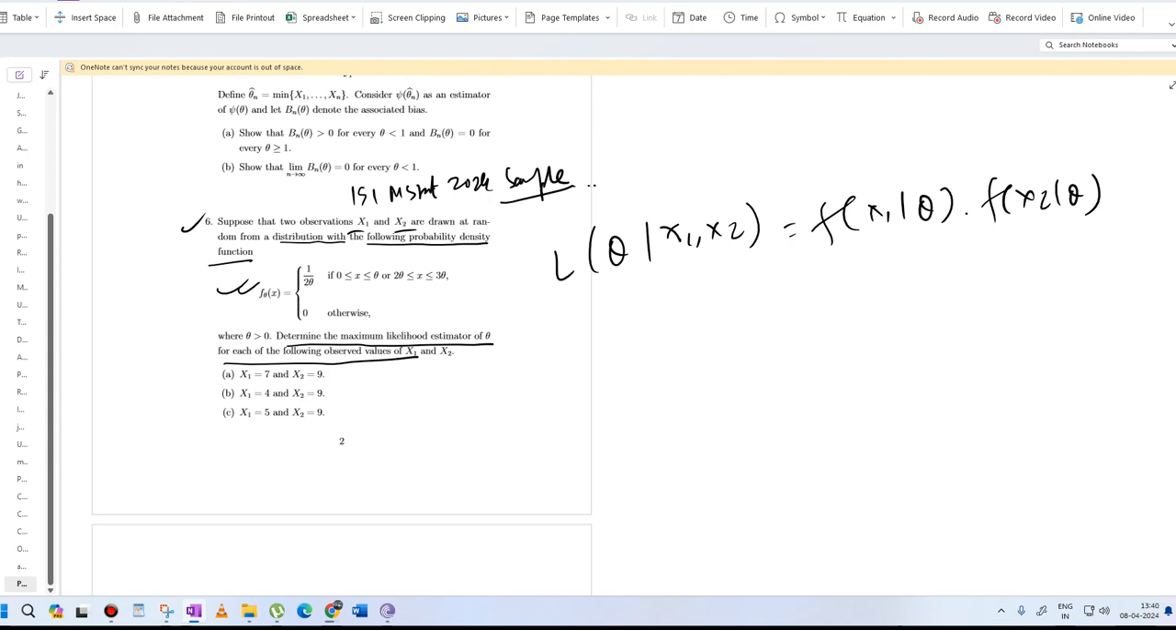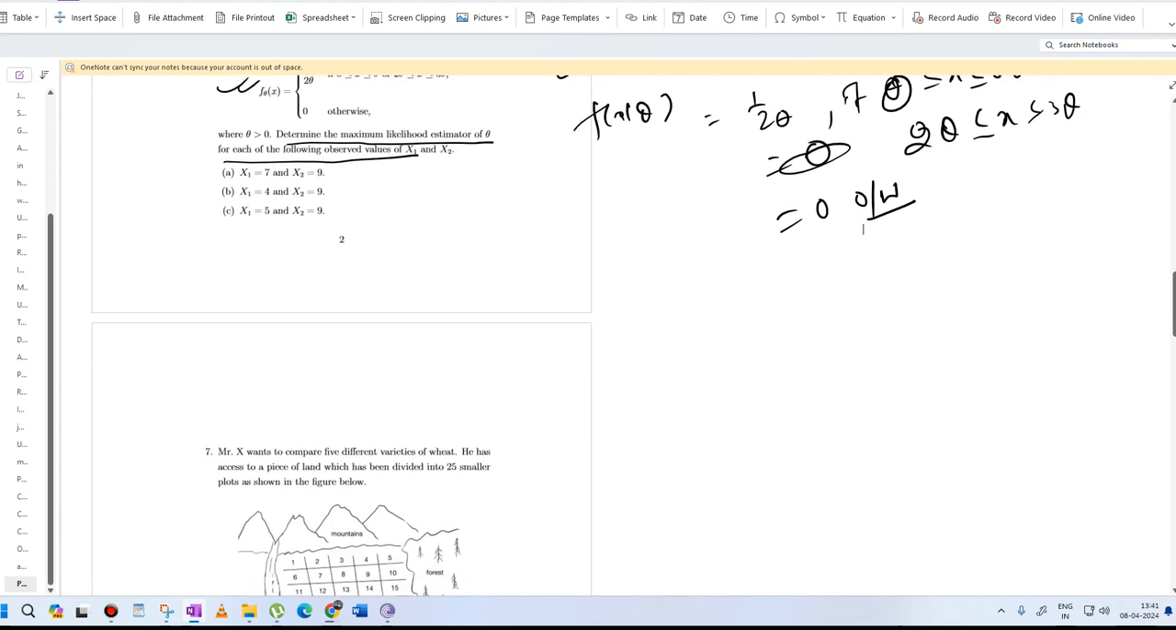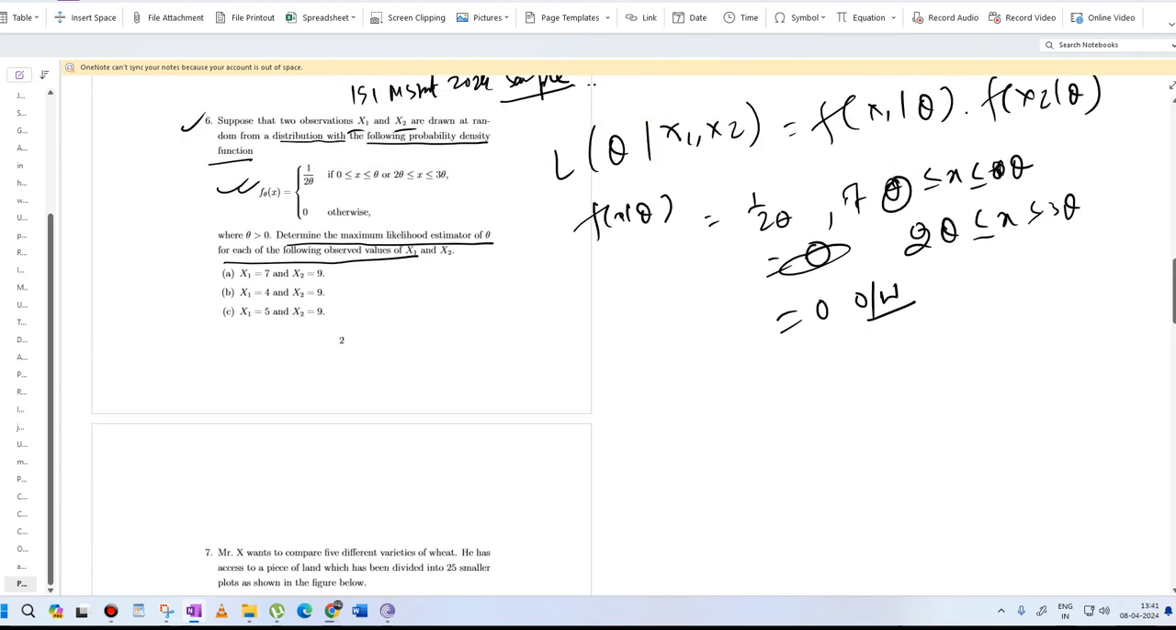So the given PDF is f of x given theta is 1 by theta if theta is less than or equal to x less than or equal to 2 theta, sorry, 1 by 2 theta, and if 2 theta is less than or equal to x less than or equal to 3 theta, then it is 0. So in these two cases, and 0 otherwise. For x1 equal to 7 and x2 equal to 9, in this case we need to find the value of theta that satisfies these two given conditions.